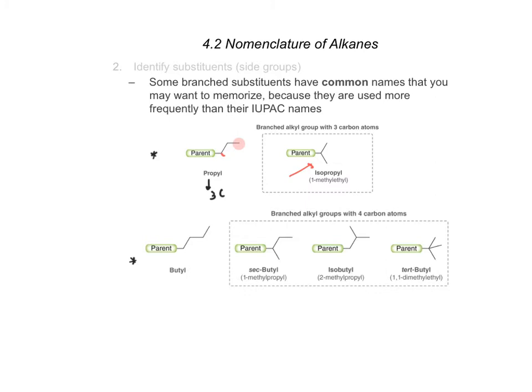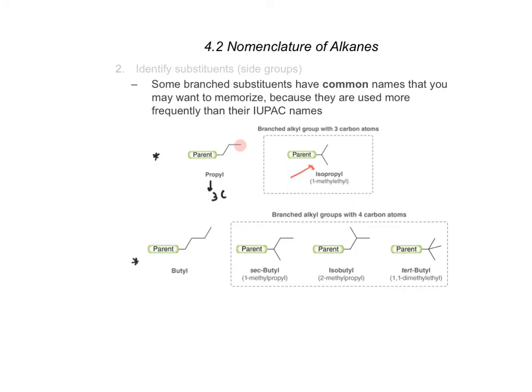So if we had to try to go about naming this as a complex substituent, we would, again, look for our little mini parent chain. So that has 1 carbon, 2 carbons. And then we have a methyl group that branches at the 1 position. So this would be called 1-methylethyl. Again, that's a hassle. Nobody likes to do that.